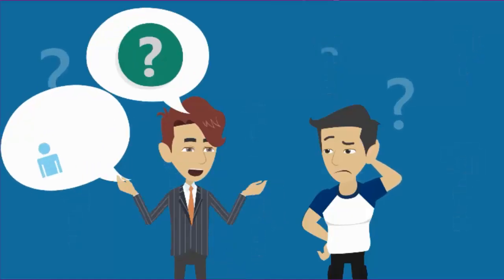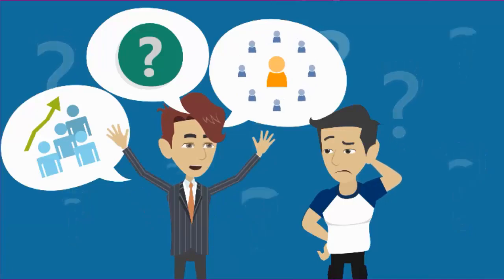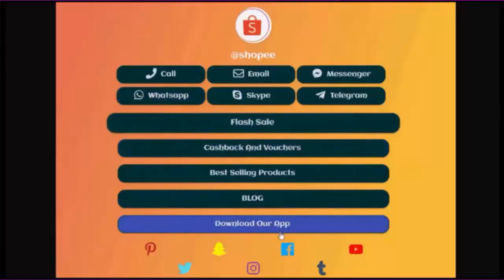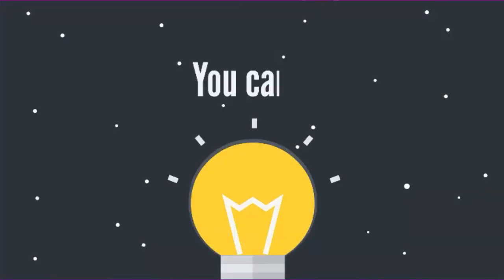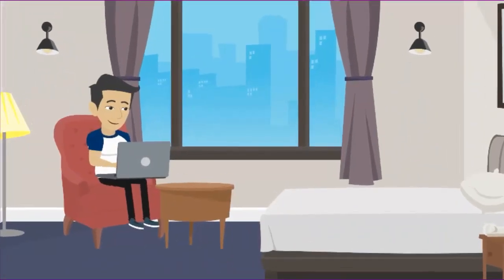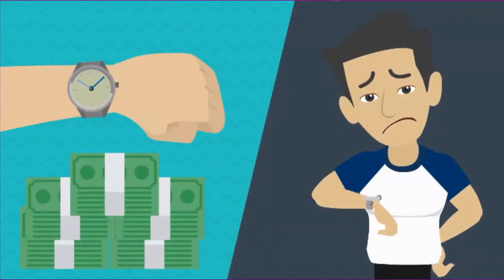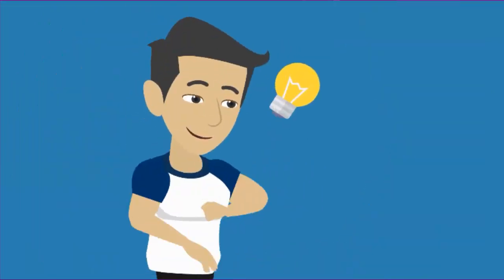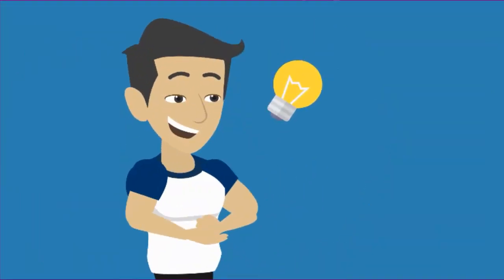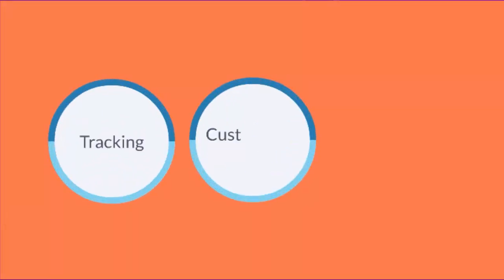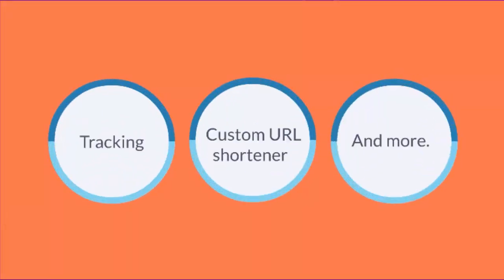But what if you didn't have to decide where to send all that free traffic? What if you could send all the traffic from your bio link to a mobile-optimized landing page with multiple options for that traffic to click on? Well, you can. But until now, you'd have to manually create your own bio traffic hub, which can be expensive and time-consuming. But the good news is we've developed a simple point-and-click way to harness all of your pre-bio link traffic that includes tracking, a custom URL shortener, and more.